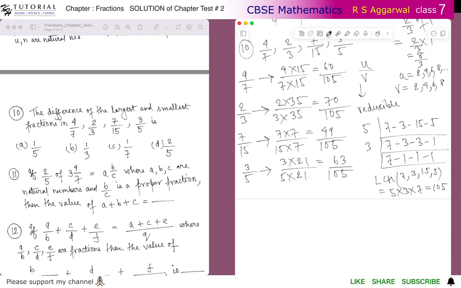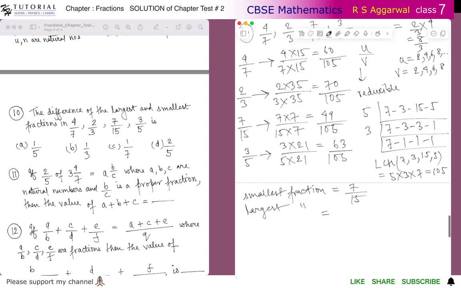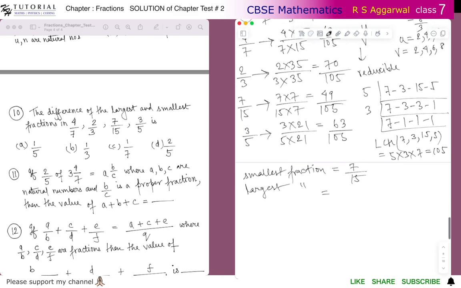So now if we compare the equivalent fractions that we have found, which is the lowest equivalent fraction? The 49 by 105. So the smallest fraction among the given fractions is clearly 49 by 105, that is 7 by 15, and the largest is which one? Largest is 70 by 105, which is 2 by 3.